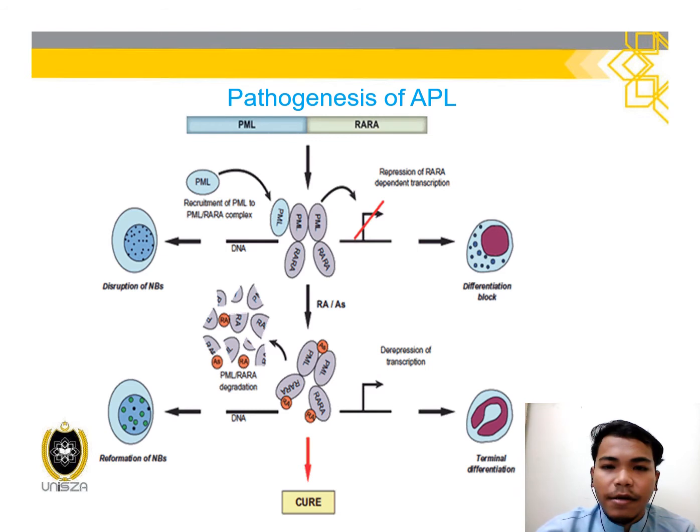And for the pathogenesis of APL, as I mentioned before, the translocation between two genes, which is PML, located in chromosome 15, and RARA, located in chromosome 17, was translocated, and this translocation will produce the fusion that is called PML-RARA, and this will cause the abnormal production of APL cells, and the abnormal production of APL cells will cause the reducing of space for the normal cells to grow in bone marrow.